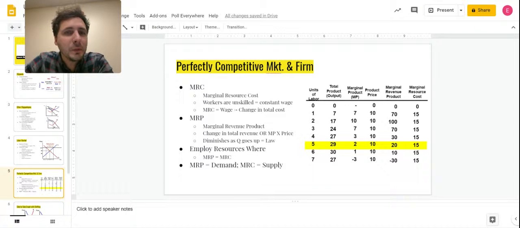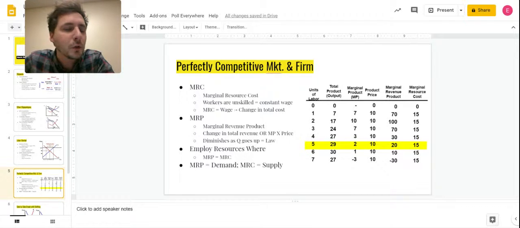Okay, now we're going to zoom into the individual firm. When we're looking at the individual firm, we have to get a couple of new definitions under our belt. Firms are looking at the additional revenue that one additional worker will give them, versus the additional cost one additional worker will give them. It's a little different than marginal revenue and marginal cost because that's for an entire industry or entire market. This is for an individual firm, right?